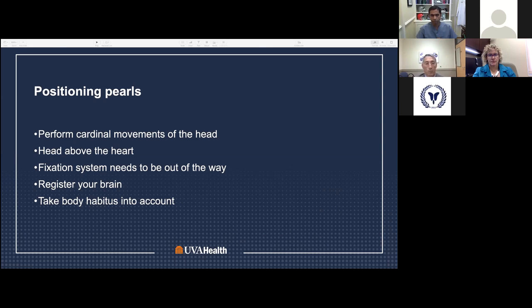And of course, we talked about how body habitus also needs to be taken into account. One of the major issues, and I always spend time on checking and double checking positioning, because having the appropriate operative window, and that includes even outside of the patient, is the most important aspect for a successful surgery.